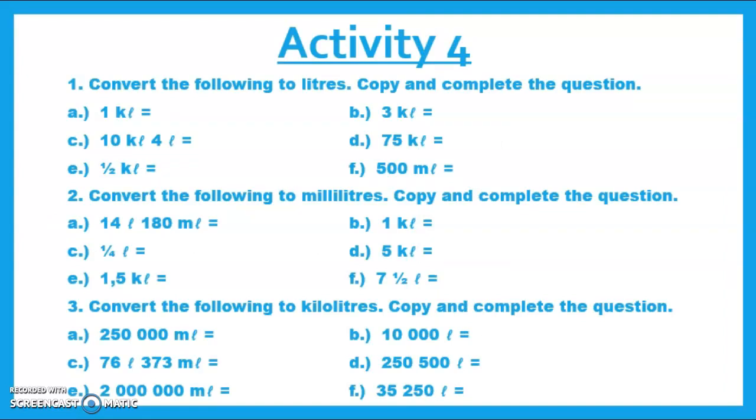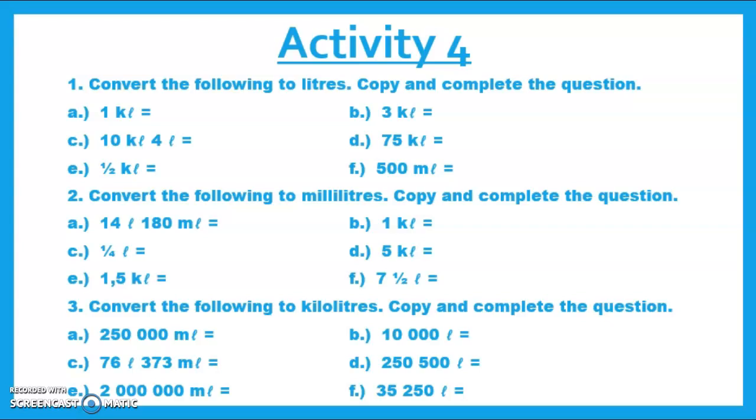Right, the next thing you're going to do is activity 4. Let's look at question 1, 2, and 3. Number 1, convert the following to liters. Copy and complete the question. So, questions A to F, you're given a variety of different capacities and you need to convert it to liters only. Number 2, convert the following to milliliters.